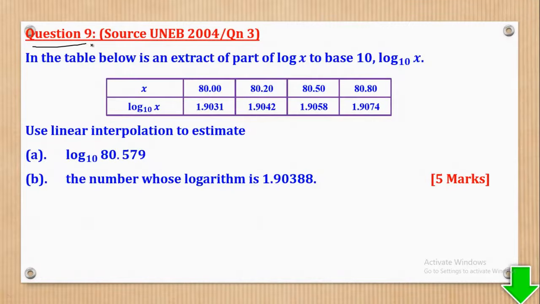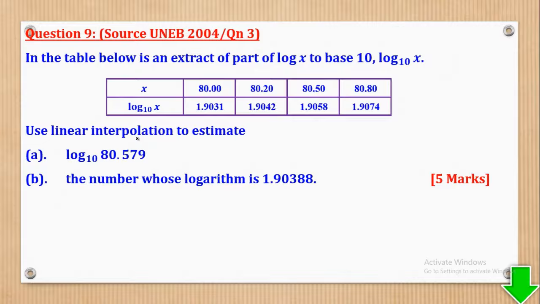Now we shall go to question 9, which came from UNEB 2004, paper 2, question 3, and says, in the table below is an extract of part of log x to base 10, that is log base 10 of x, and these are the values. Then they said use linear interpolation to estimate part A, log base 10 of 80.579.